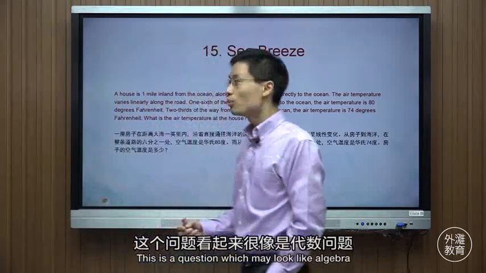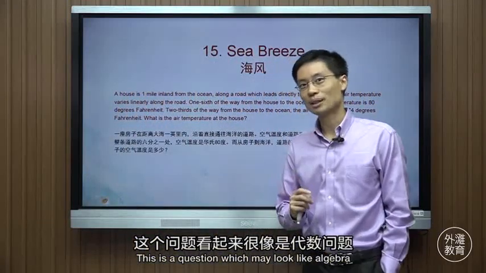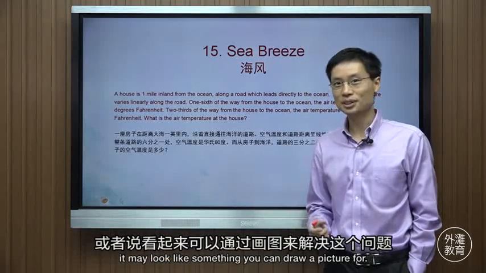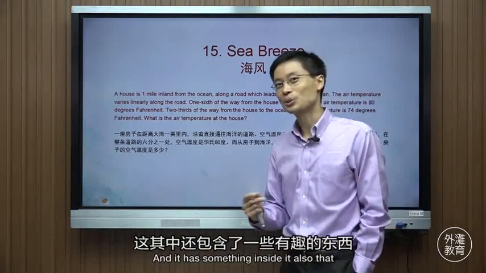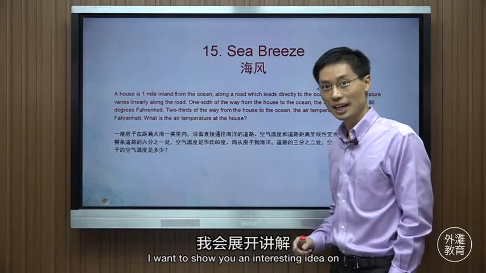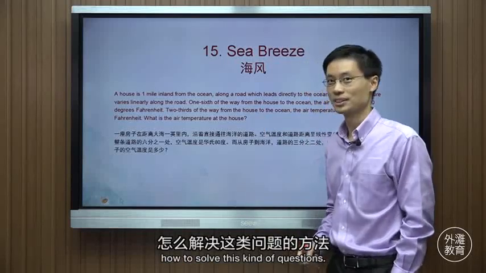This is a question which may look like algebra. It may look like something you can draw a picture for, and has something inside it also that I want to show you as an interesting idea on how to solve these kinds of questions.